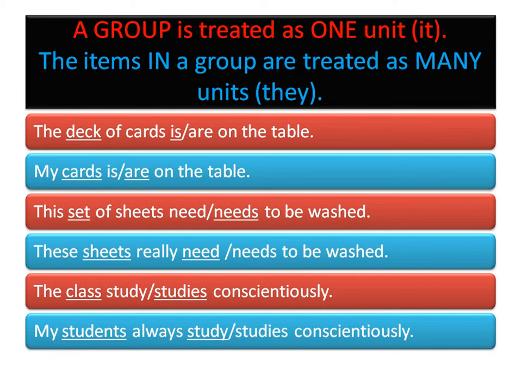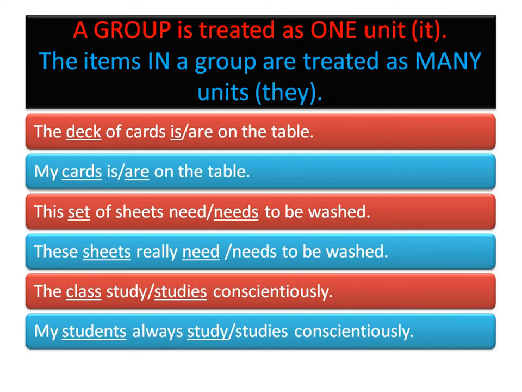Let's look at another one. This set of sheets needs to be washed. Well, since it's the whole set as one unit, it's an it. It needs to be washed. But if we take the sheets separately, these sheets, those are a they. They need to be washed. These sheets need to be washed.